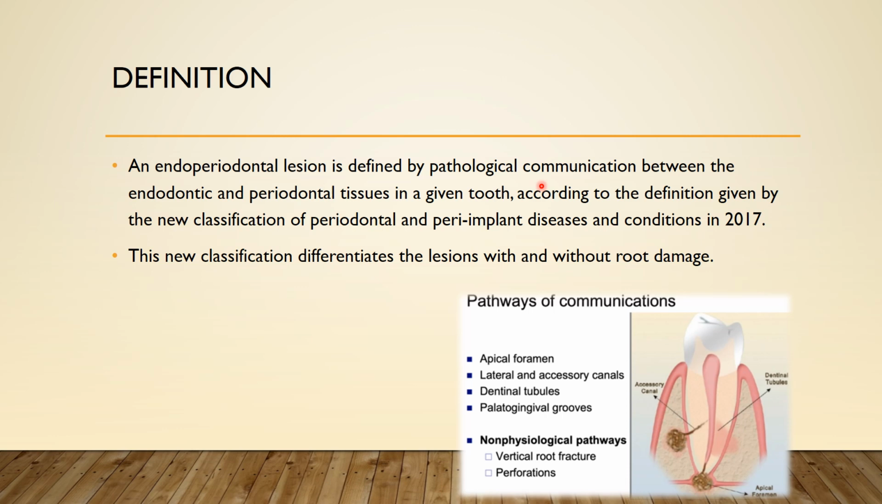So before going to the details of the two types of endoperio lesions, with and without root damage, what are the pathways of communication? It can be the apical foramen, lateral and accessory canals, dentinal tubules, and palatogingival grooves. And non-physiological pathways are vertical root fracture and perforations. So these are the different ways that lead to communication between endodontic and periodontal tissues.